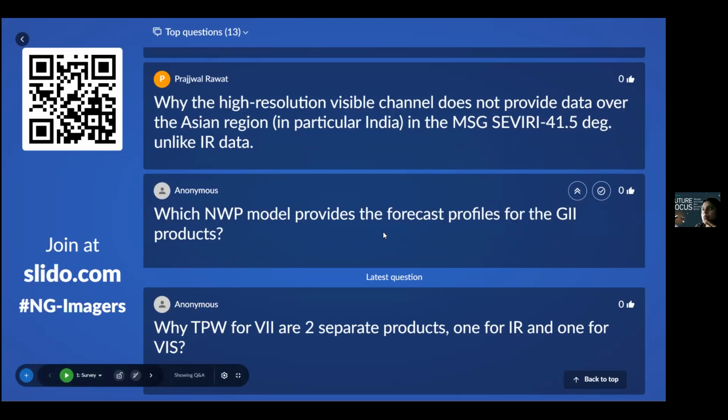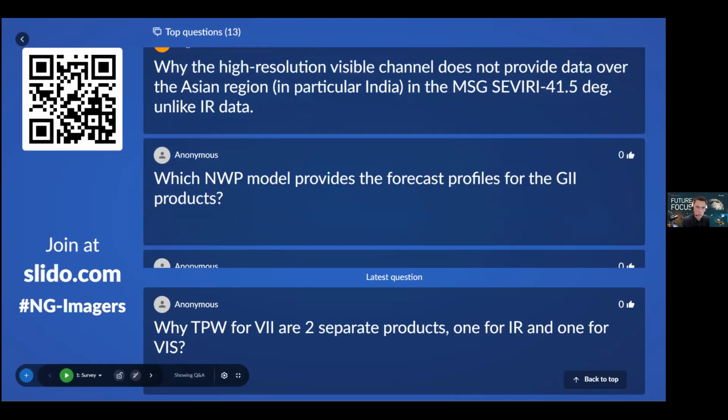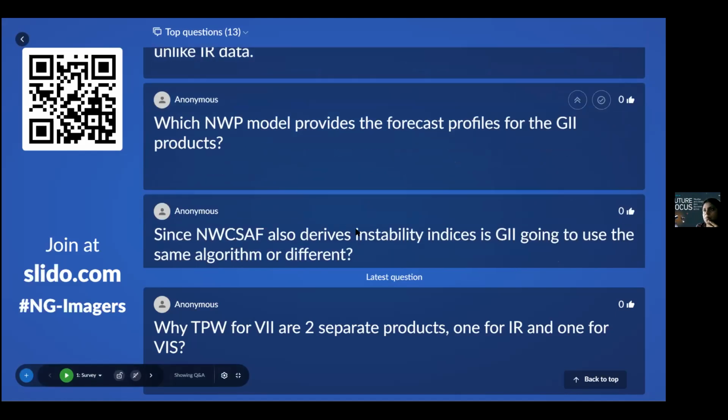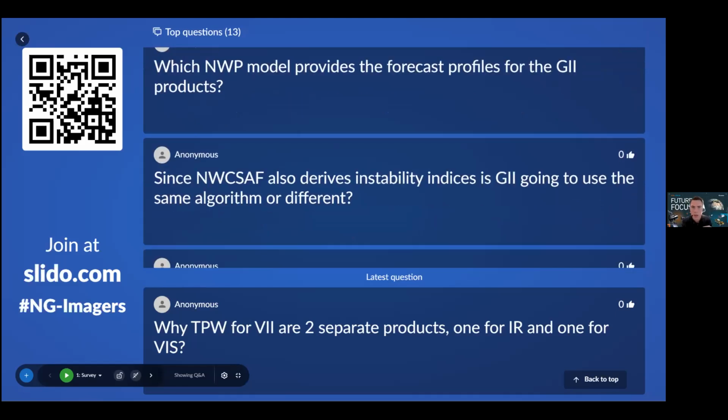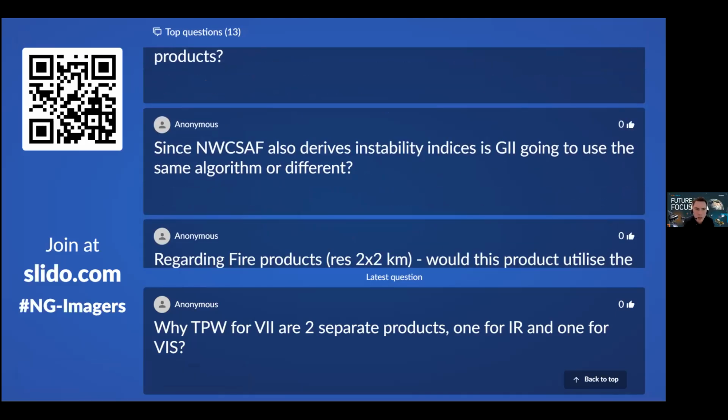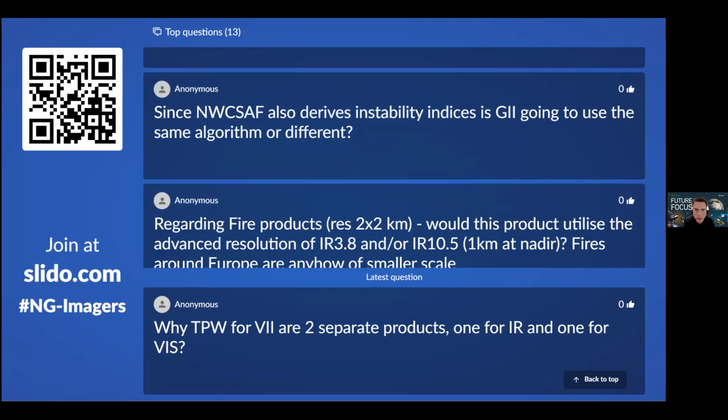Which NWP model provides forecast profiles for the GIA products? Okay, Phil, correct me if I'm wrong, but I think it's ECMWF. Since nowcasting SAF also derives instability indices, is GIA going to use the same algorithm or a different one? No, this is a different algorithm. It's only cloud mask and cloud analysis. They are based on the same approach as nowcasting SAF.